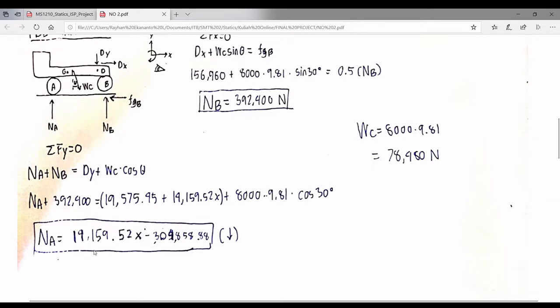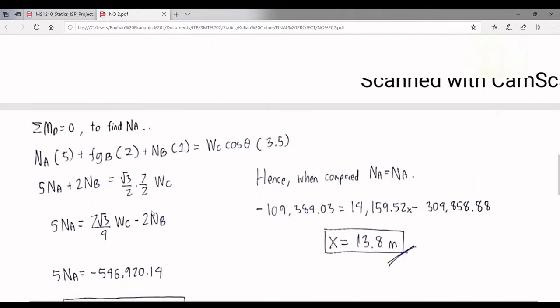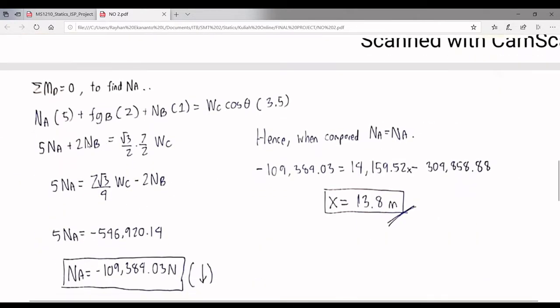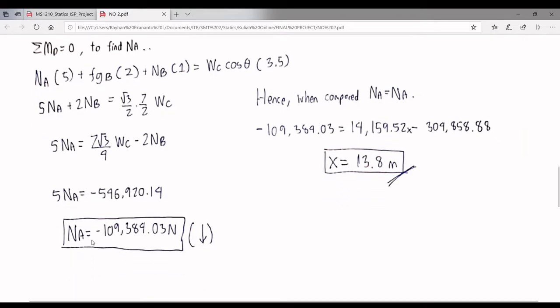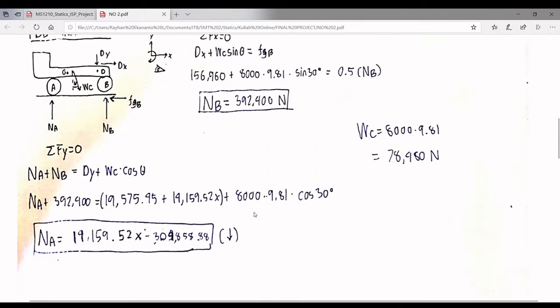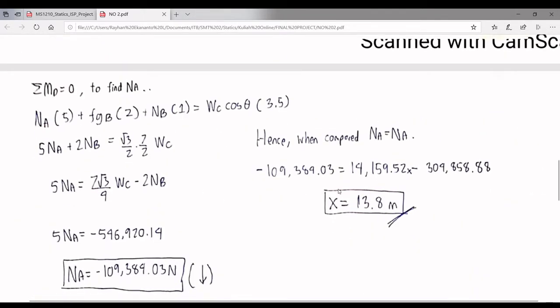Unfortunately, the NA found isn't the answer. So next we use sigma moment in D again. Then we can find the real normal NA. After we find normal NA, we compare it with the NA found from sigma Fy, and thus we can find the X. Thank you very much.